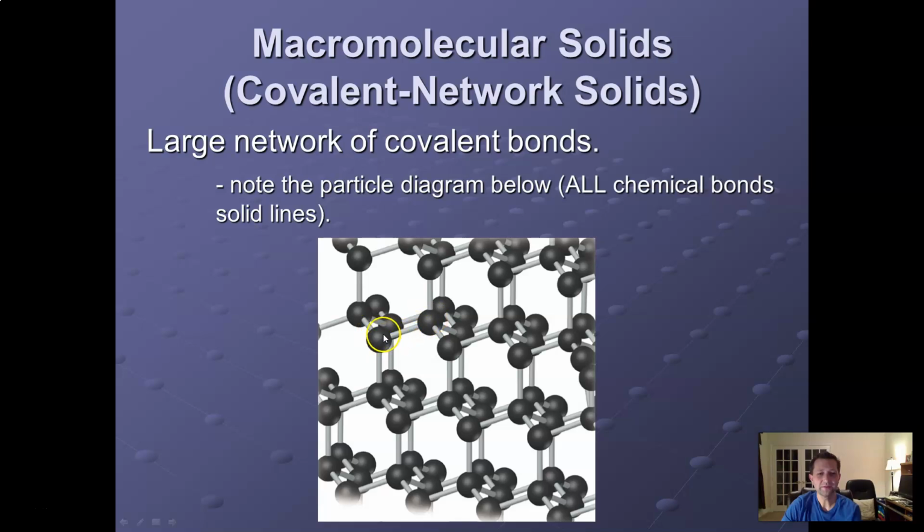It's where you literally just have atom after atom after atom after atom ongoing here, connected through actual chemical bonds. Note that all chemical bonds are solid lines. You have all solid lines here.